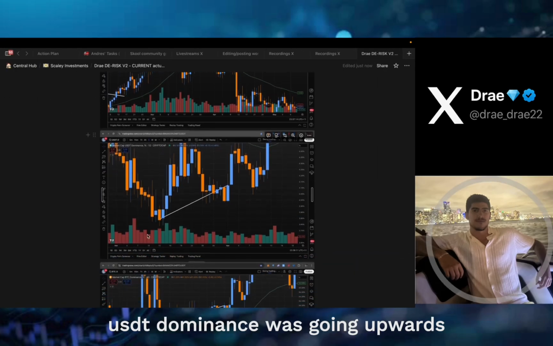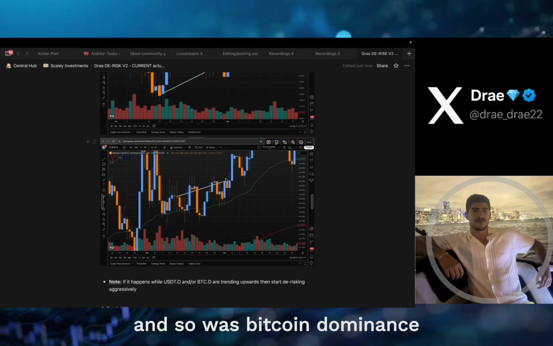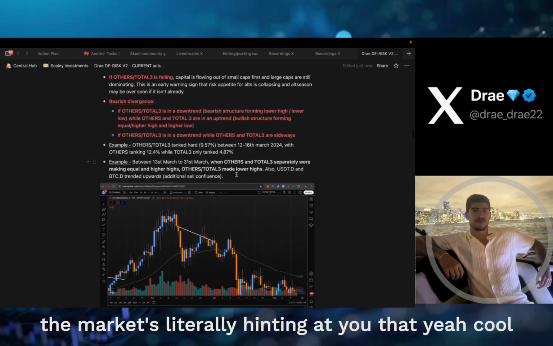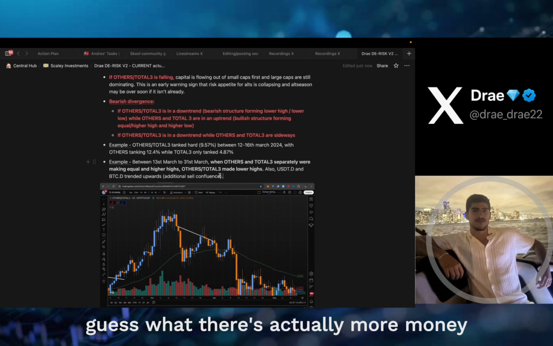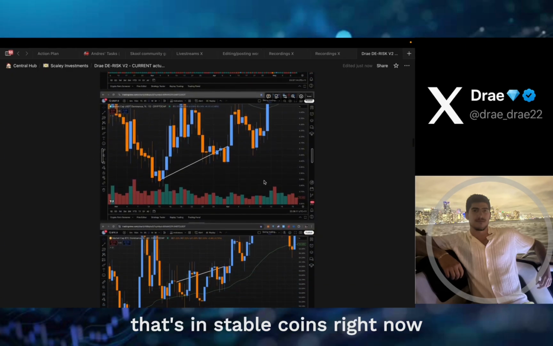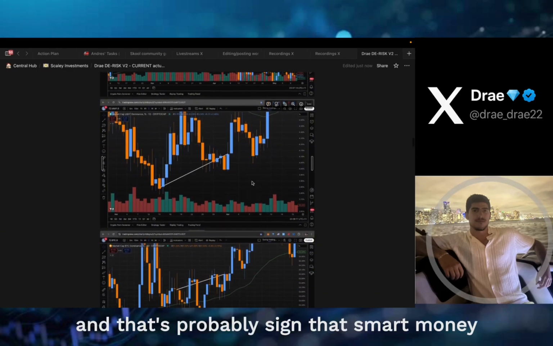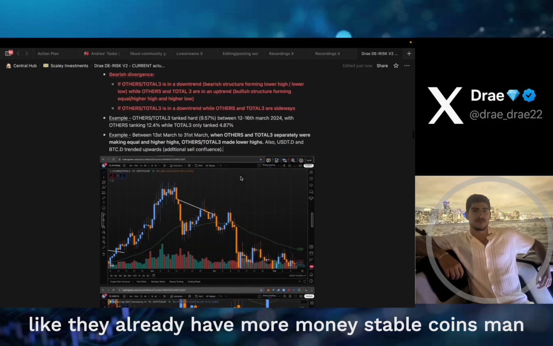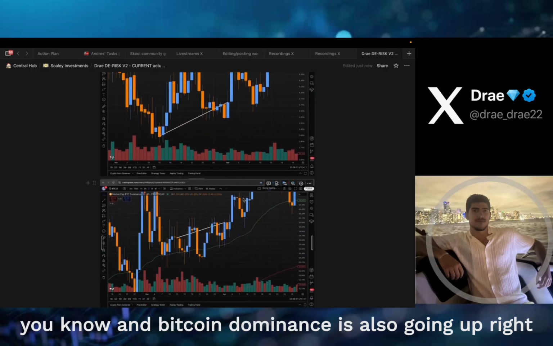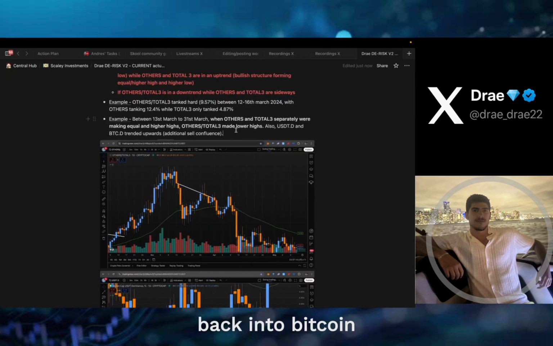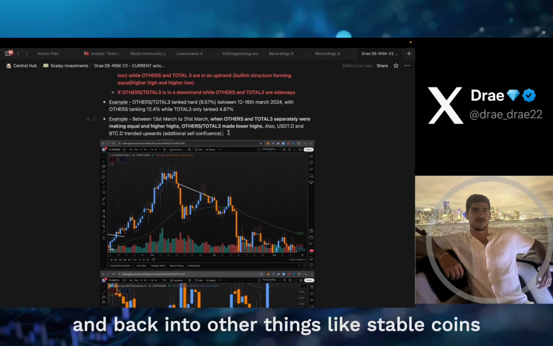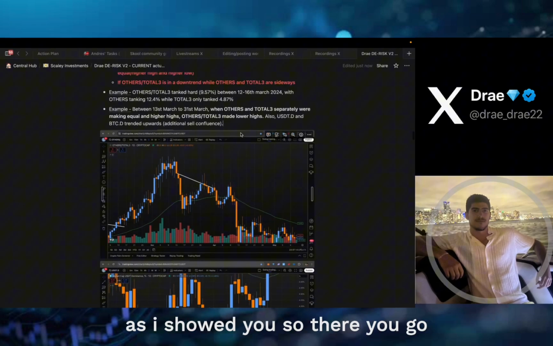USDT dominance was going upwards, and so was Bitcoin dominance. And so that's hinting, the market's literally hinting at you that although alts are at the same prices, guess what? There's actually more money in stable coins right now. That's probably a sign that smart money already has more money in stable coins. And Bitcoin dominance is also going up, which means a lot of that capital is going out of alts back into Bitcoin and other things like stable coins, as I showed you. So there you go.